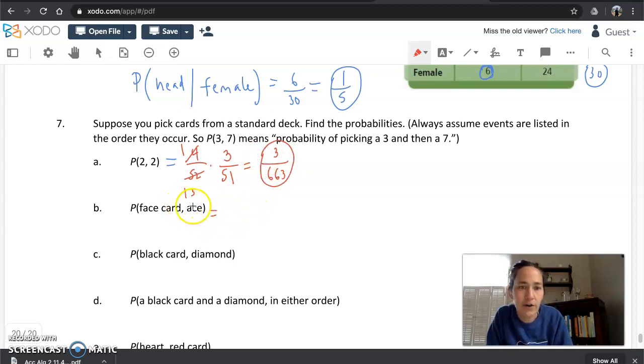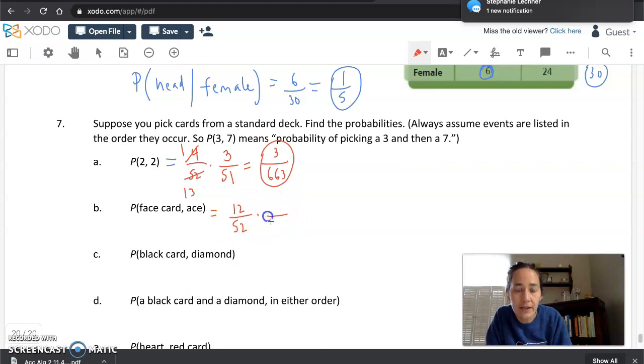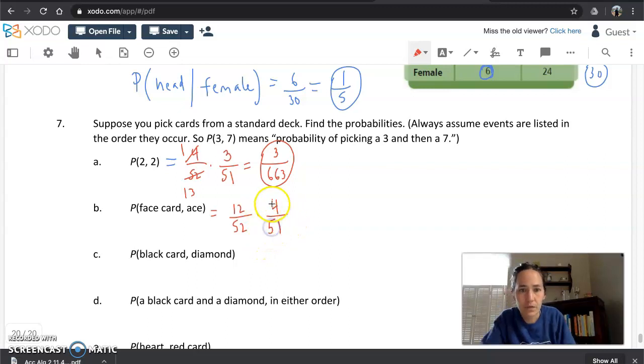Probability you get a face card and then an ace. Think of the face cards in the deck. We've seen this before. There are 12, the jack, queen, king of each of the 4 suits. Then an ace. Once you've picked a face card, it's gone, but ace isn't a face card. There's still 4 aces to choose from. So if things cancel, that's great. So 4 goes into 52, we'll say 13 times.